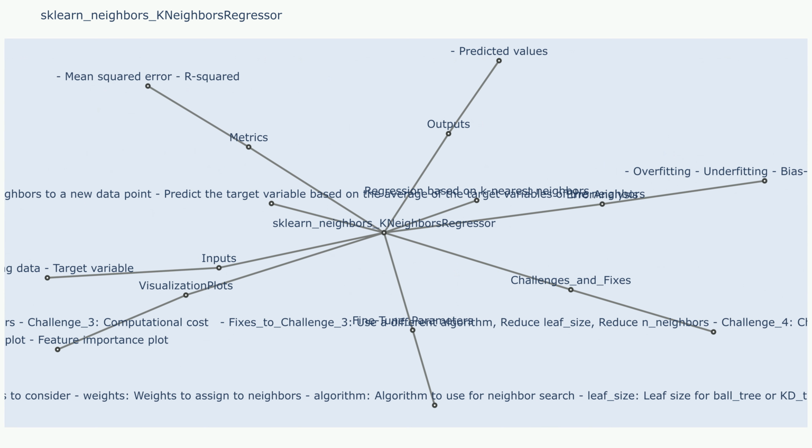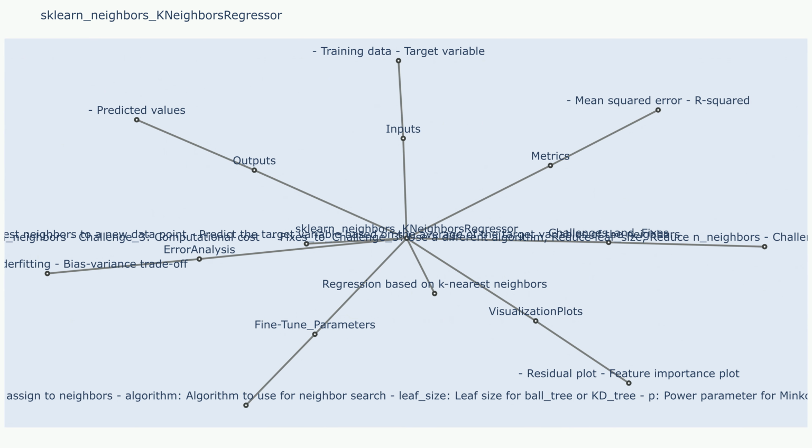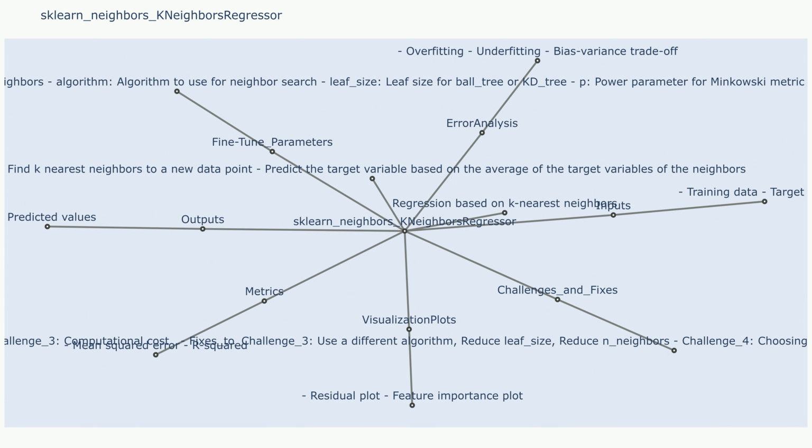Challenge 3: curse of dimensionality. The model's performance can degrade as the number of features increases, making it difficult to find truly close neighbors in high-dimensional spaces. Sample use case: with many features, the distance between data points becomes less meaningful. Fixes: perform feature selection or dimensionality reduction to reduce the number of features. Use different distance metrics that are more suitable for high-dimensional data. Consider alternative algorithms that are better suited for high-dimensional data, such as support vector machines.